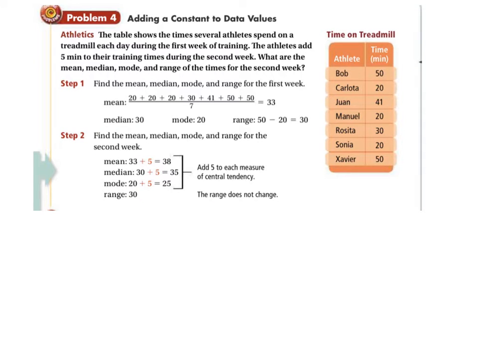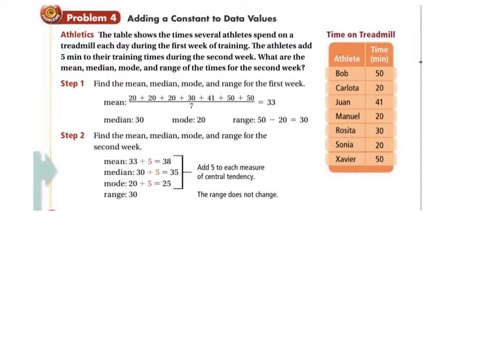Now this is the next example, adding a constant to a data value. The table shows the time several athletes spend on a treadmill each day during the first week of training. The athletes add 5 minutes during the second week. What are the mean, median, mode, and range of the time for the second week?